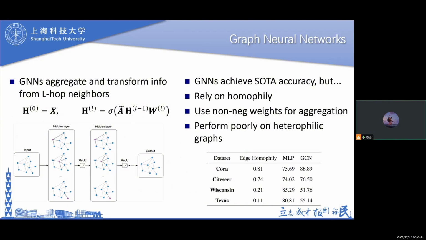However, when the adjacent nodes are likely to belong to different classes, it can lead to nodes of different classes having similar representations, as shown in the table at the bottom right. Based on the node features, MLP outperforms GCN on heterophilic graphs, like Wisconsin and Texas.